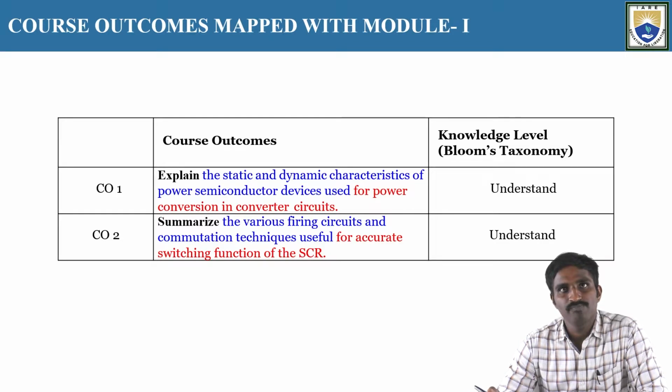Then coming to the course outcomes mapped with this module 1, in this course there are 6 course outcomes in total. Out of 6, 2 course outcomes are mapped with module 1. The first course outcome is to explain the static and dynamic characteristics of the power semiconductor devices used for power conversion in the converter circuit.